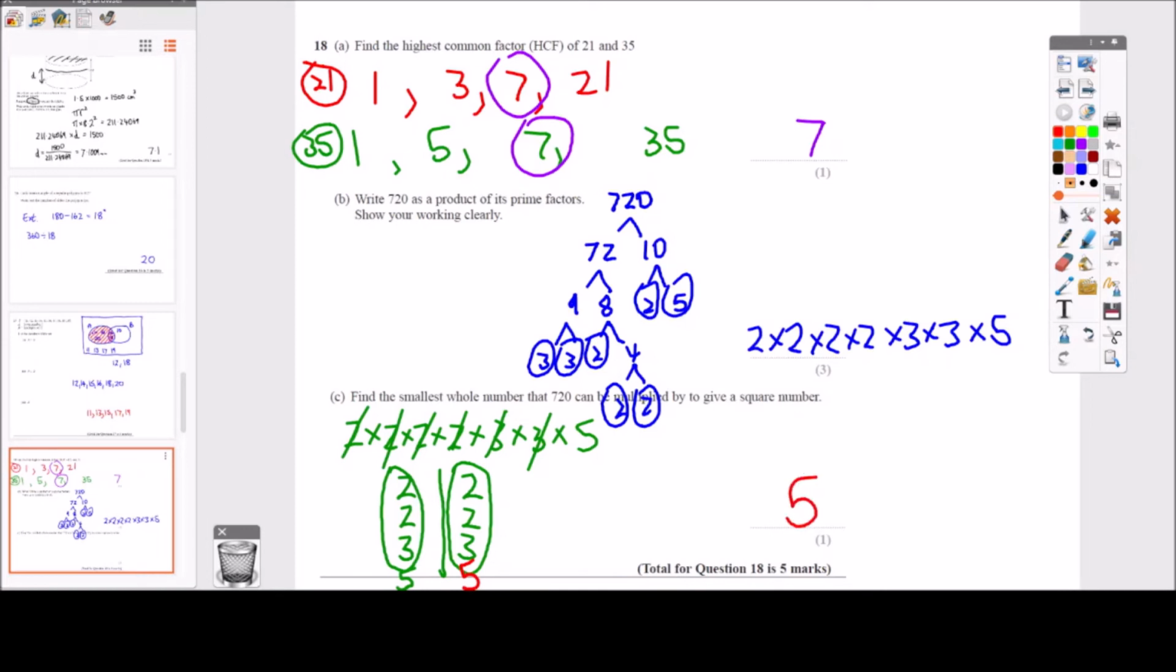In short, go and look at your product of prime factors. And if you don't have an even number of them, so I've got an even number of 2s, so that's fine. I've got an even number of 3s, but I've only got one 5. So I need another 5 in order that overall I get a square number.